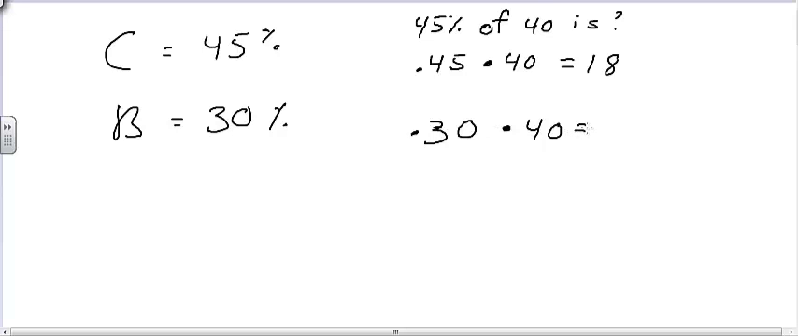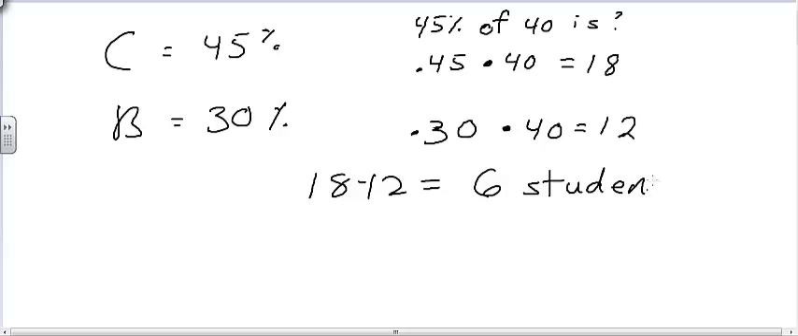And when I do that, I end up with 12. So a C translates to 18 students, a B translates to 12 students. The question being, how many more students earn C grades versus B grades? And that would be 18 minus 12 for 6, or specifically 6 students.